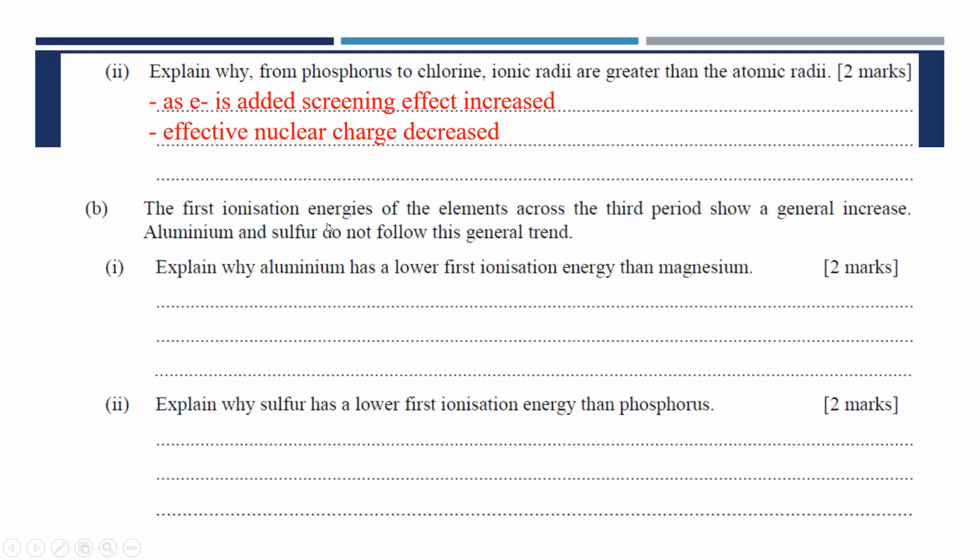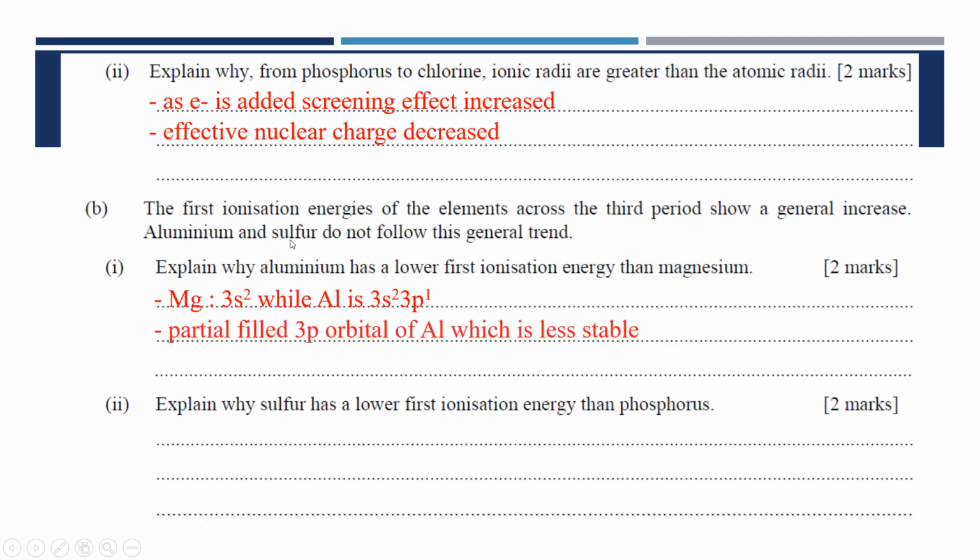So you have to use the structure, so it is better for you to write the balanced electronic configuration. So magnesium is 3s2, aluminium is 3s2, 3p1. So the partially filled 3p orbital of aluminium is less stable compared to the full filled 3s orbital inside the magnesium. So you might want to complete your sentence. Okay, so this is how you complete.